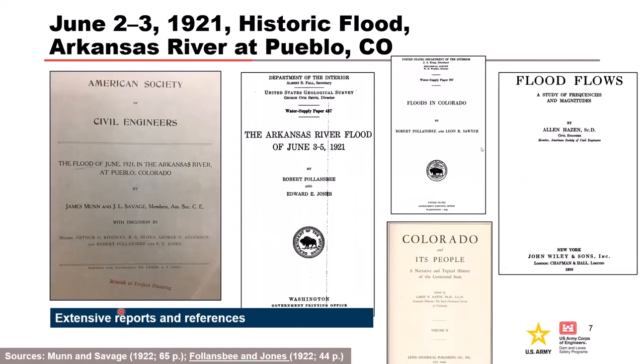So here's an example of the data that you can find on extreme floods. Information on the June 1921 extreme flood was extensive. They even issued a special issue of ASCE Transactions that was published in the USGS reports. Allen Hazen, in his 1931 book, examined the effects of this flood and used it to develop a precursor to the regional index flood method for regional coefficients of variation in skew estimates and flood frequency.